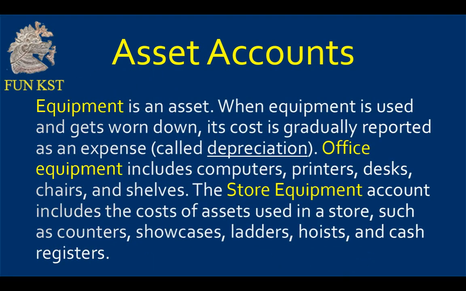Equipment. Equipment is a long-term asset, and equipment is used and gets worn down. Its cost is gradually reported as an expense, and that expense we call depreciation expense. We have two types of equipment: office equipment and store equipment. Office equipment is physically computers, printers, desks, chairs, and so on. And store equipment we have here counters, showcases, ladders, hoses, and cash registers.